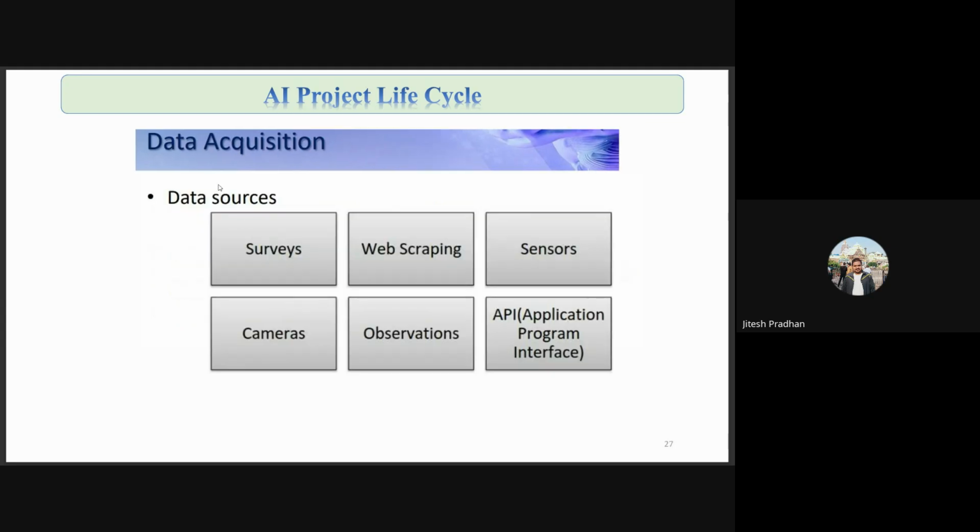Now, some data sources: you can take surveys, you can use web scraping, you can take data from sensors. If it's a sensor-related, IoT-related problem, you can use cameras. If it's an image-related problem, then you can take pictures and images. It can be observation values, or it can be API-generated data. These are some data sources where you can collect the data.